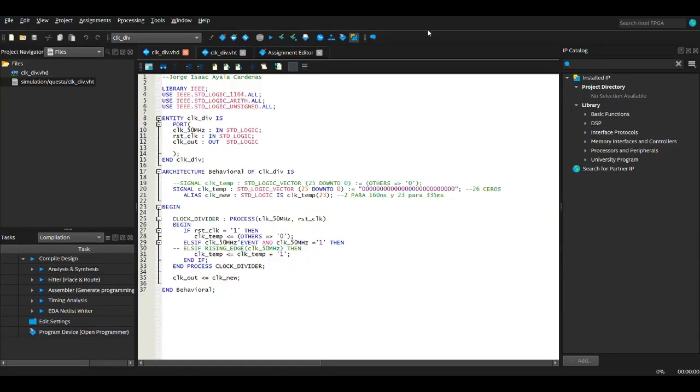Hello everyone, my name is Isaac, and today I'm going to explain my practice about the clock divider implemented on the DA10 Lite FPGA using Quartus Prime Lite and VHDL.